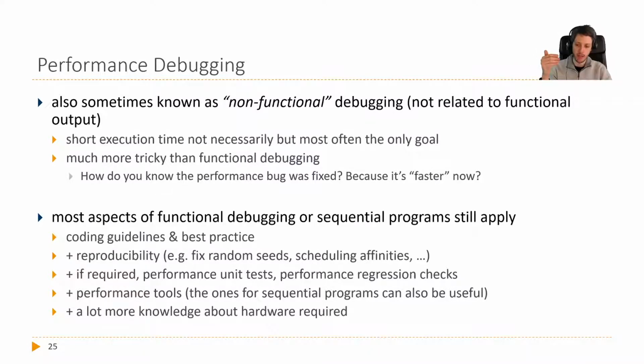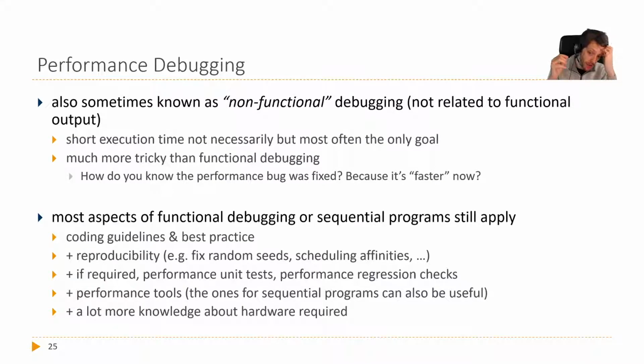Add to that even more so the importance of reproducibility, for example, fixing random seeds, fixing scheduling affinities, because if you run your programs 5 times and you have a really, really large standard deviation, this really makes it difficult to debug the performance because you don't know how long it takes on average maybe, and you need to use some statistical means and so on. So try to make it as reproducible as possible.